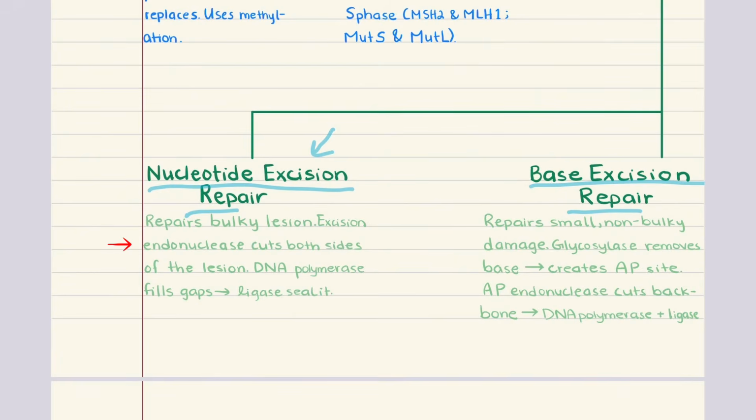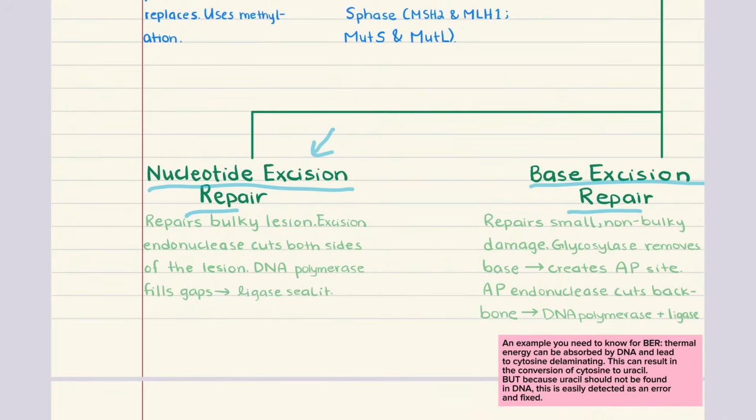Now, in excision, an endonuclease cuts on both sides of the damaged section, and then DNA polymerase fills in the gap and DNA ligase seals it. Base excision repair deals with smaller, non-bulky damage, and in this pathway, we have a glycosylase that removes the damaged base, and it leaves behind an empty sugar phosphate backbone called an AP site.